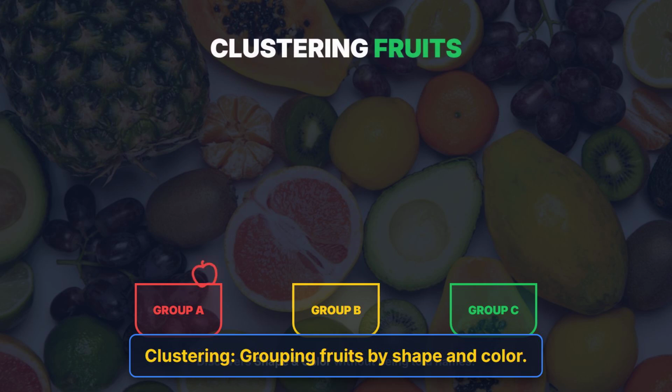Suppose you give an algorithm images of apples, mangoes, and bananas without telling it which is which. The AI looks at shape and color to group them. It doesn't know their names, but it discovers 3 distinct types.